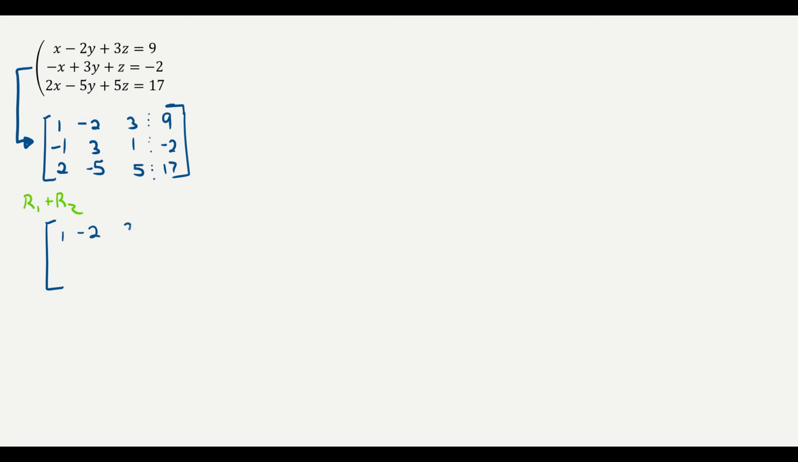So my first row is going to stay the same, so I can write it as so. But then I have a new row 2. So here we go, let's talk verbally. 1 plus -1 is 0. -2 plus 3 is 1. 3 plus 1 is 4. 9 plus -2 is 7. And then I'm going to have my same third row.